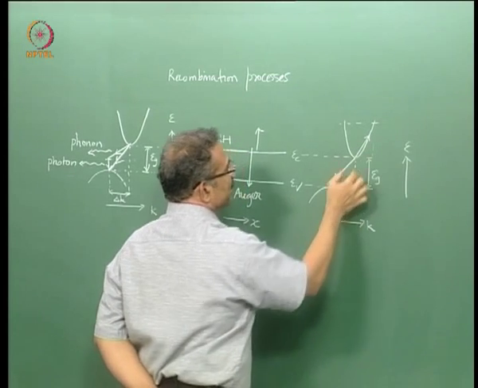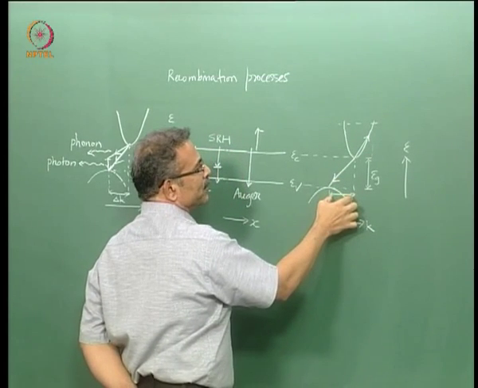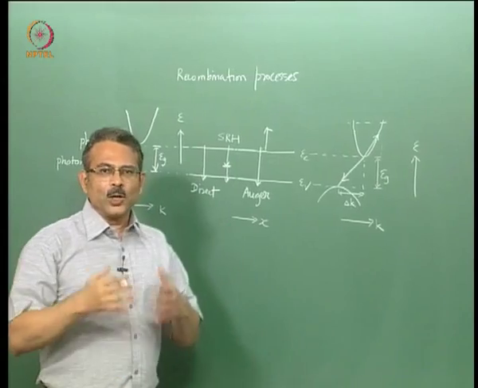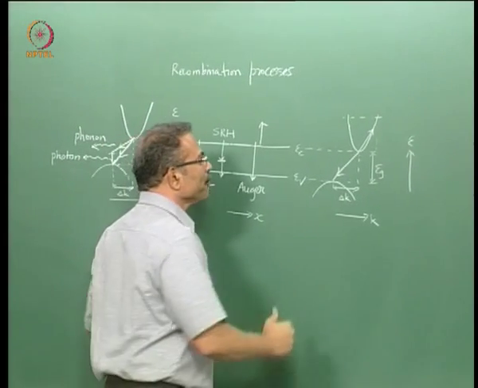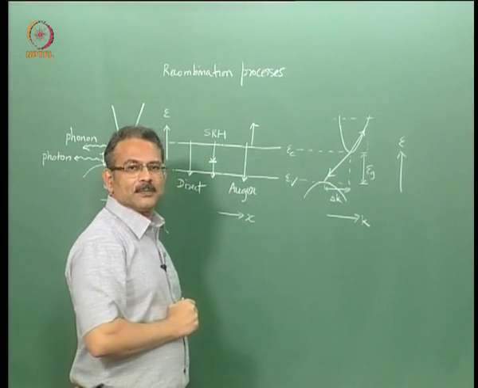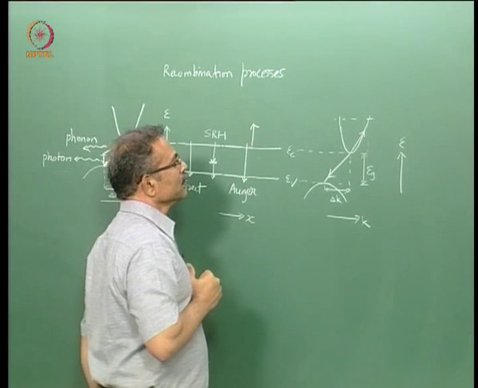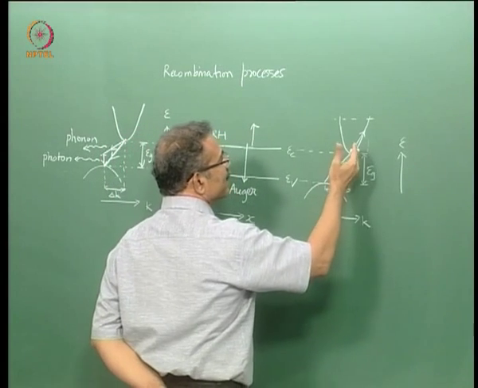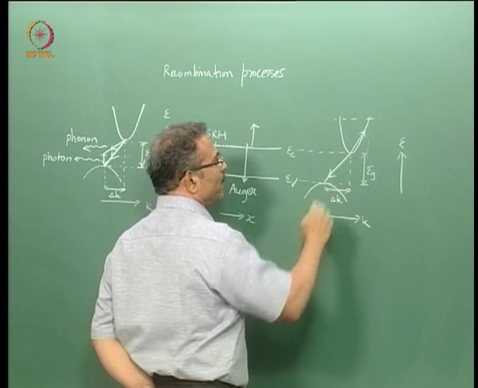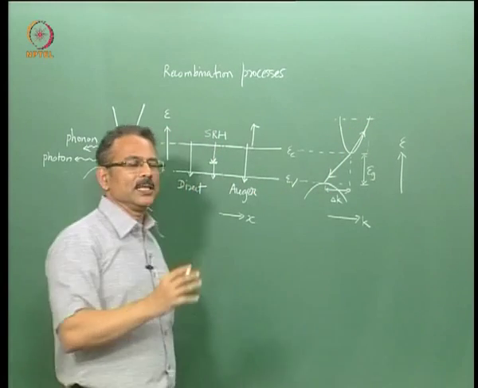So this momentum change may not be exactly equal to this momentum change, and therefore, if you really want to have conservation of energy and momentum, there should be another particle, some phonon, for example, which may take away the remaining energy and momentum. However, this electron will take away most of the energy and momentum.